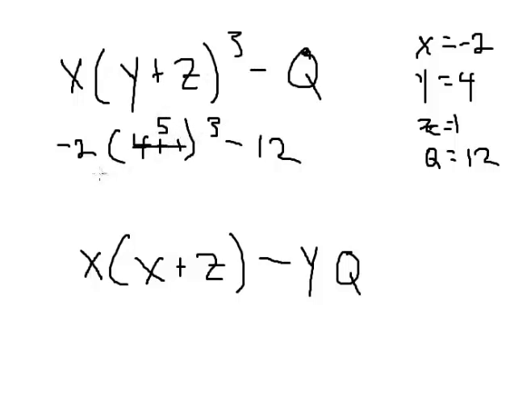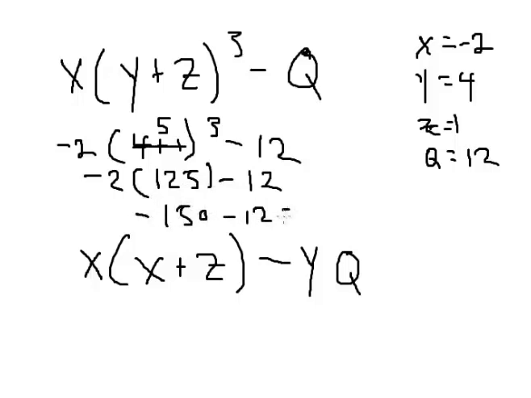To the third power, so you'd have -2, still, you can't do anything with it because you have to do the exponent first. 5 to the third power is 125, minus 12. Now you can do the multiplication. You've got multiplication and subtraction. Multiplication comes first. -2 times 125 is -150. Minus 12 equals -162.